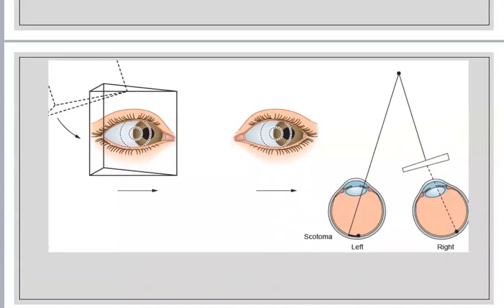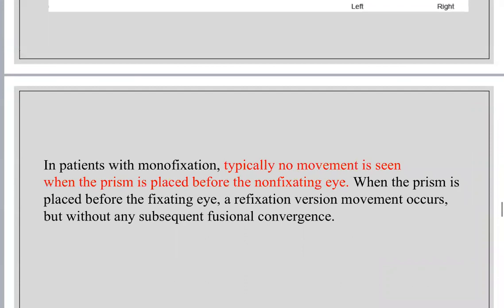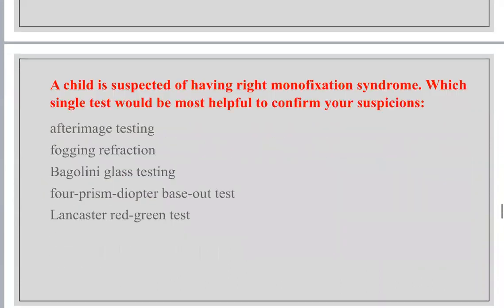Okay, if you put the prism in front of the sound eye, look at this one. You will notice that both eyes will move, because this eye is normal. But if you wait, this eye won't have any corrective movement. So there is no movement from the start. If you put the prism in front of the other eye, this eye with central suppression scotoma won't have corrective movement because actually the central part is suppressed. This is diagnostic in cases of monofixation syndrome or central suppression scotoma.